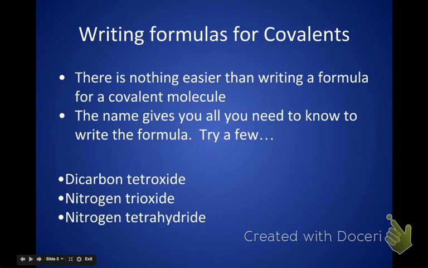Writing the formula is very easy because it's given in the name. So here are 3 at the bottom. You just look at the prefix, look at the name of the element. Whatever number the prefix is becomes the subscript of that element symbol. So we've got dicarbon tetroxide, nitrogen trioxide, and nitrogen tetrahydride.